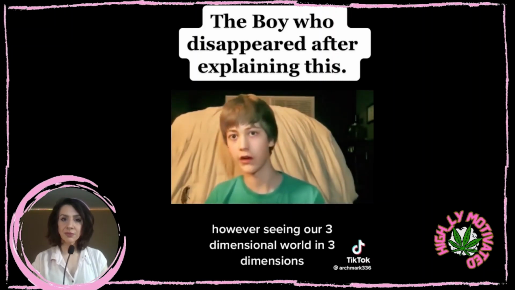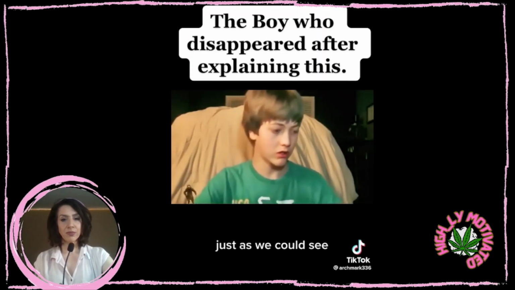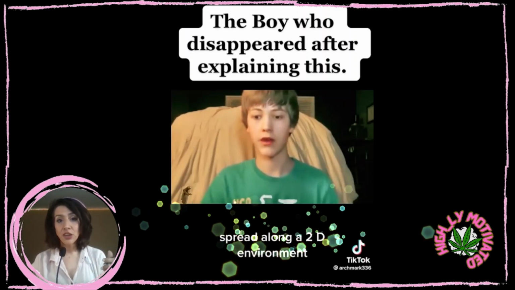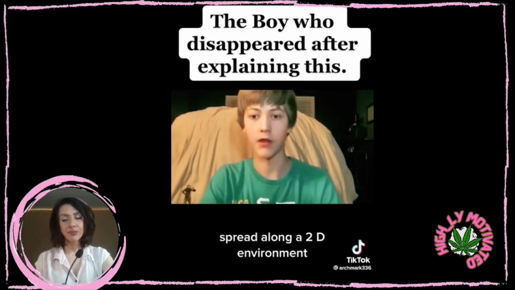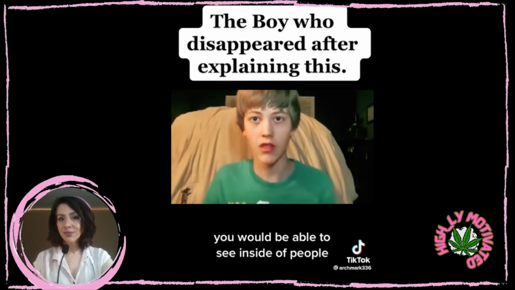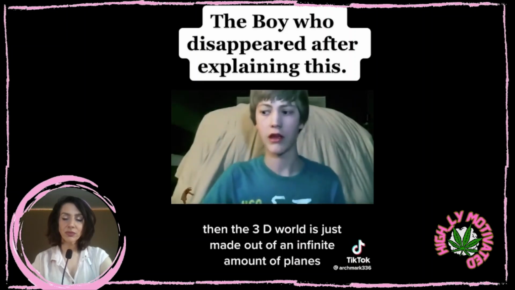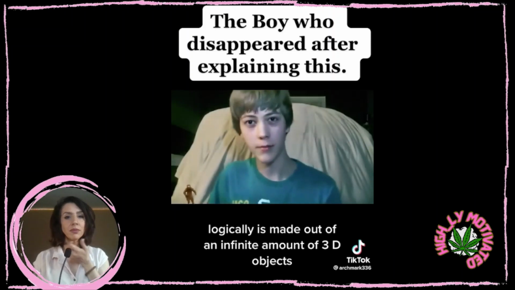A four-dimensional creature, however, seeing our three-dimensional world in three dimensions, would be able to see through things, would be able to see absolutely everything, just as we could see if there were several organisms spread along a 2D environment on your floor. You would be able to see inside houses, you would be able to see inside of people. So interdimensional beings, angels, and demonic entities, they are all fourth dimensional beings, because that is how they can travel within the third dimension without us seeing them. So if a two-dimensional world, a flat surface, is just made of an infinite amount of lines, then the 3D world is just made out of an infinite amount of planes. So the 4D world, logically, is made out of an infinite amount of 3D objects.